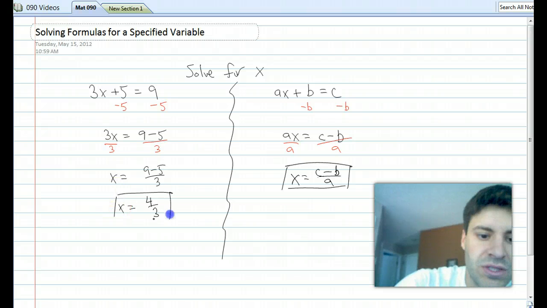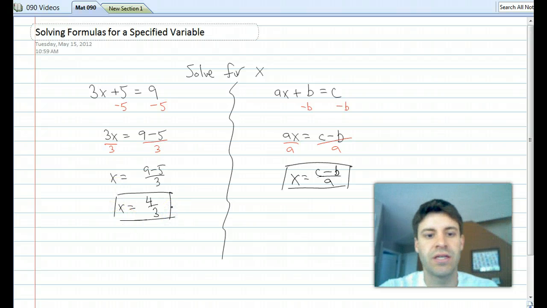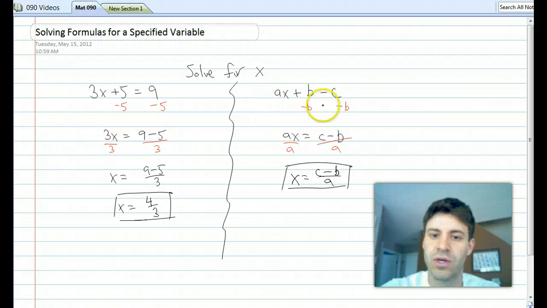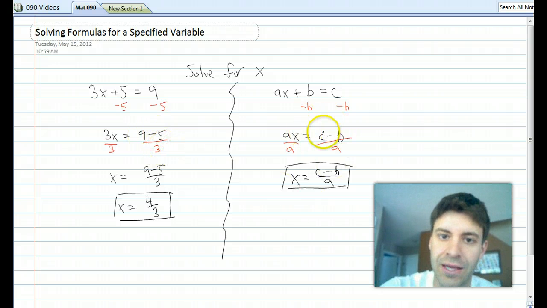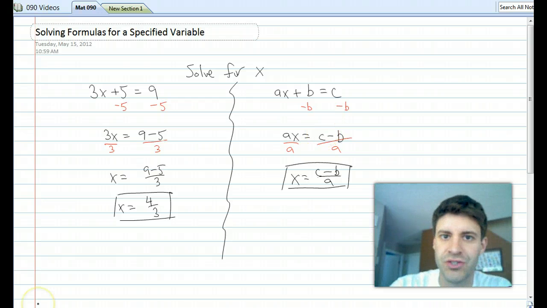The only difference between solving the equation with the numbers in it on the left and solving the equation with the variables in it on the right is that on the left we can actually simplify our results. We can do the 9 minus 5 divided by 3. On the right we can't. Okay, let's look at an example.